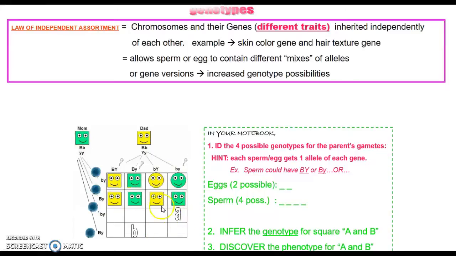Now, based on the patterns, you have to decide, well, what would something look like if it inherited these ones for B? And remember, B is dominant B, recessive y here, and then this dominant B and recessive y down here. So it'd be 2 for B, 2 for y. Now look at what they received and decide what explains how they would look.